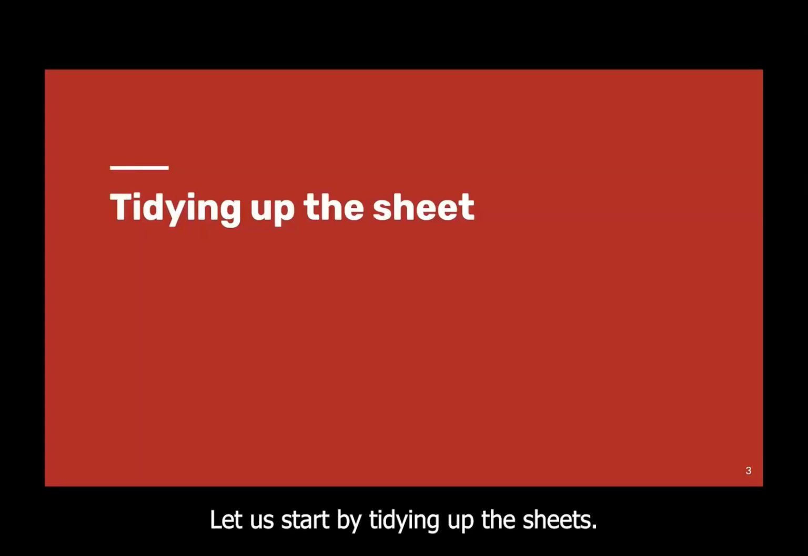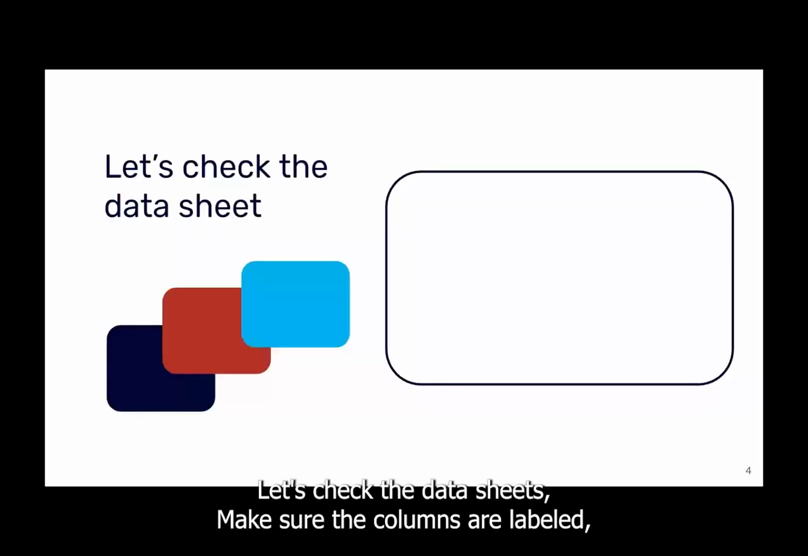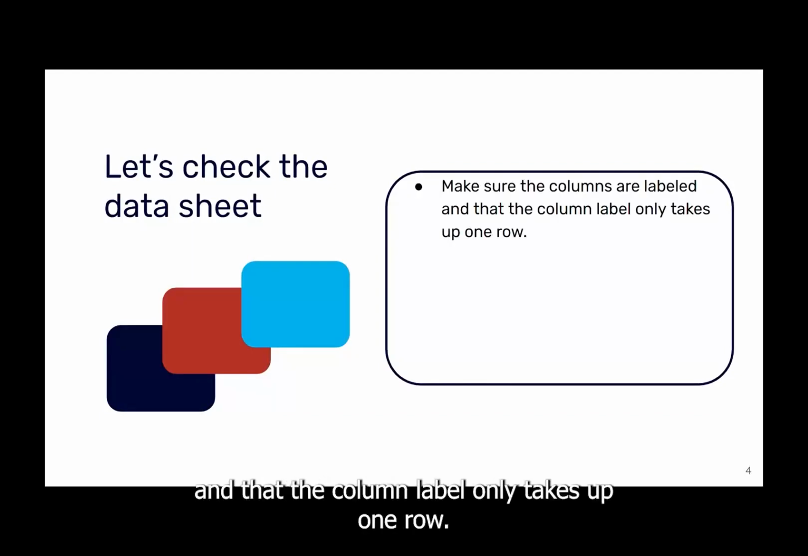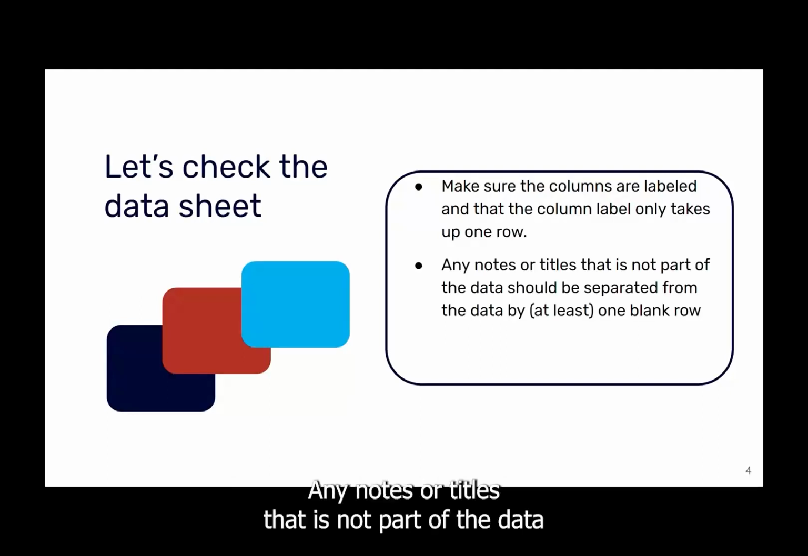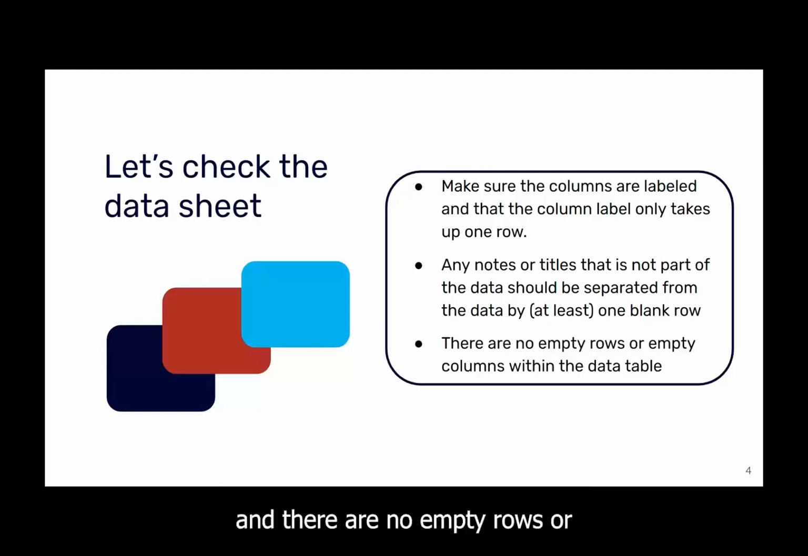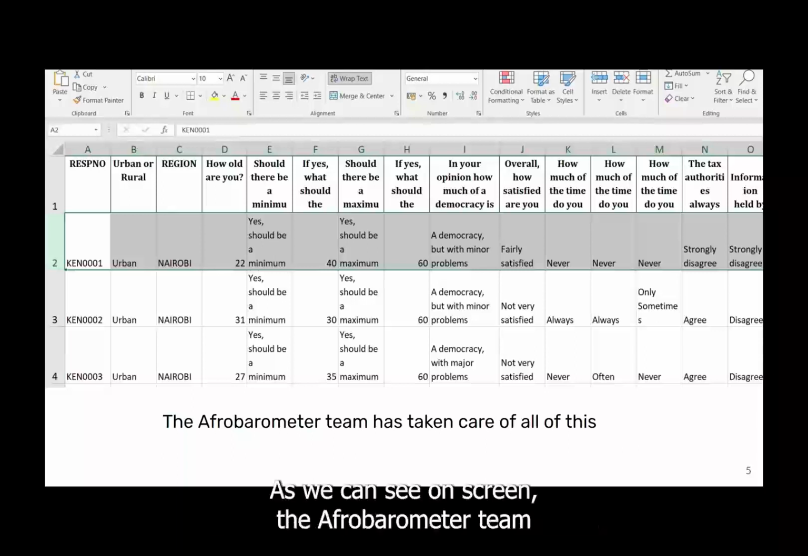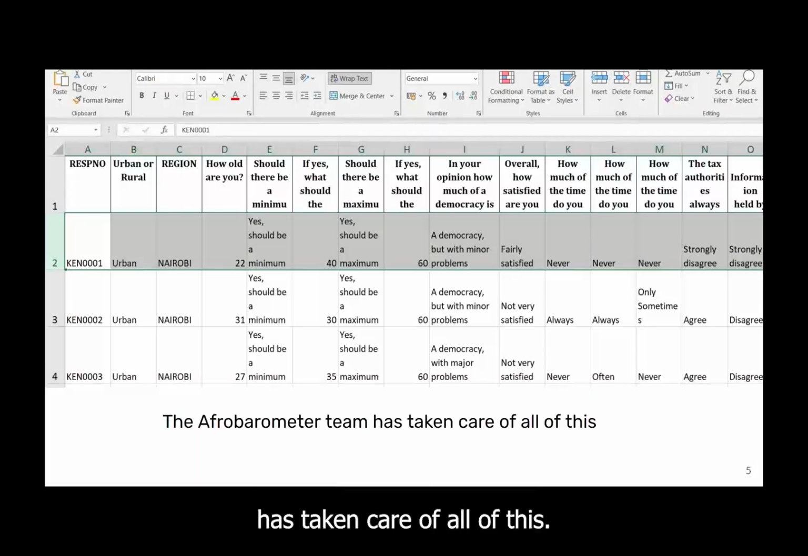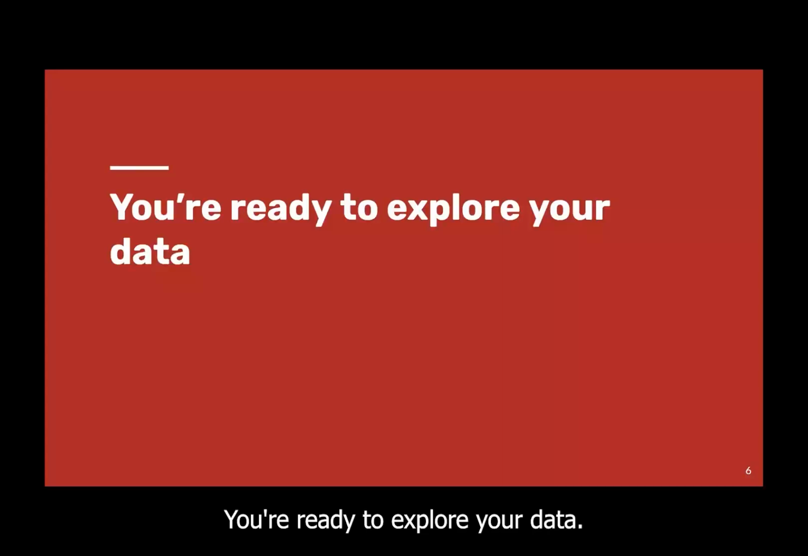Let us start by tidying up the sheet. Let's check the data sheet. Make sure the columns are labeled and that the column label only takes up one row. Any notes or titles that are not part of the data should be separated from the data by at least one blank row. And there are no empty rows or empty columns within the data table. As we can see on screen, the Afrobarometer team has taken care of all of this. You're ready to explore your data?